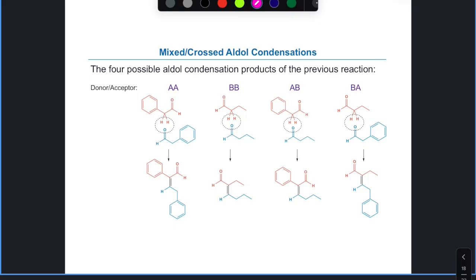These are the 2 that we'd normally make if I just didn't mix the 2. These are the 2 cross products, where what I'm getting is A with B and B with A between those. That's just the permutations based on numerical combinations. We also then have E and Z isomers as well. So this is a very bad day at the lab.